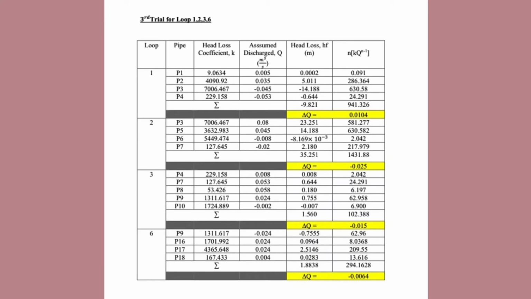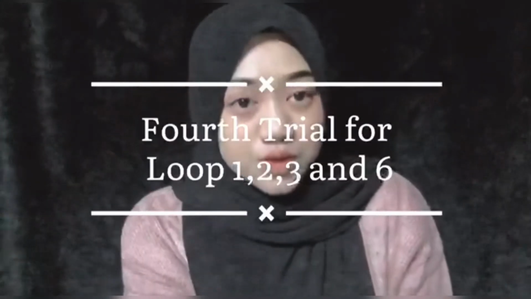The correction values that we get in the third trial are 0.0104 for loop 1, negative 0.025 for loop 2, negative 0.015 for loop 3, and the last one, loop 6, is negative 0.0064. So as we can see, in the third trial also, we didn't get the correction value of 0.000 something. So we continue with the fourth trial for loops 1, 2, 3 and 6. We use the same head loss coefficient, but we change the assumed discharge.